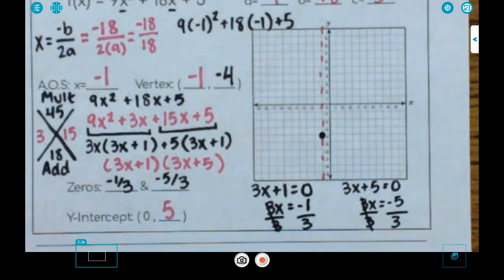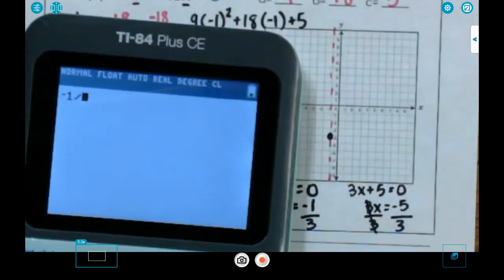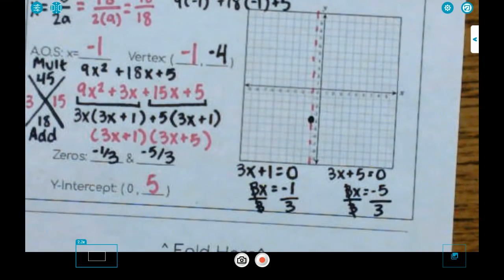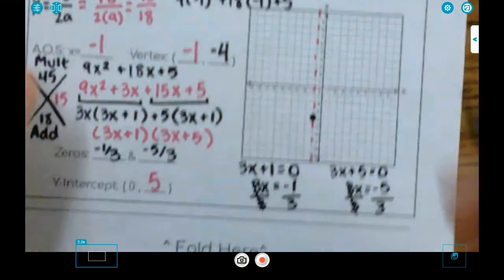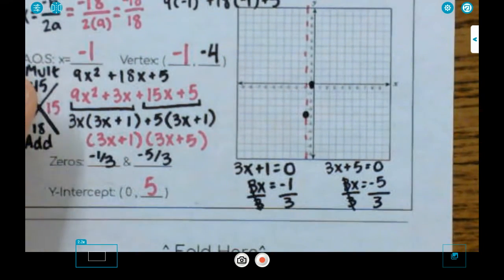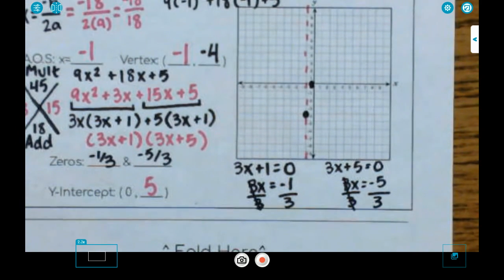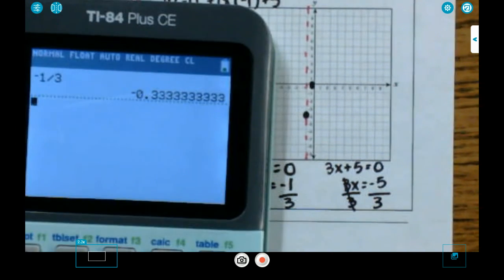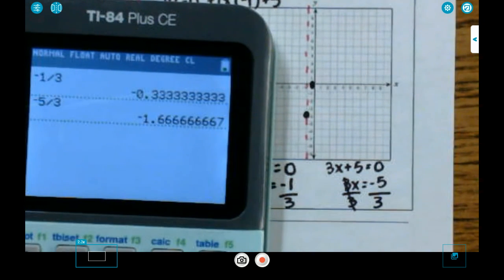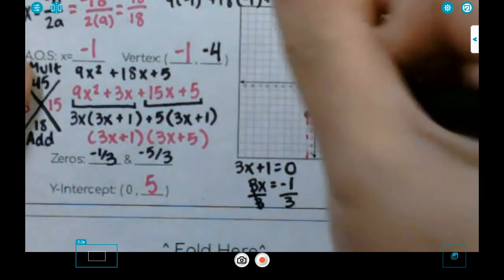Okay, so in that case, negative 1/3 as a decimal, negative 1 divided by 3, is negative 0.33333. So that means it's going to be negative, and it's going to be in between 0 and negative 1, but closer to 0. So I'm going to put it right there. I put it like touching 0, because it's closer to 0, but it's on the left side. Then negative 5/3 is negative 1.6666667. So that's going to be in between negative 1 and negative 2, but a little bit closer to negative 2.